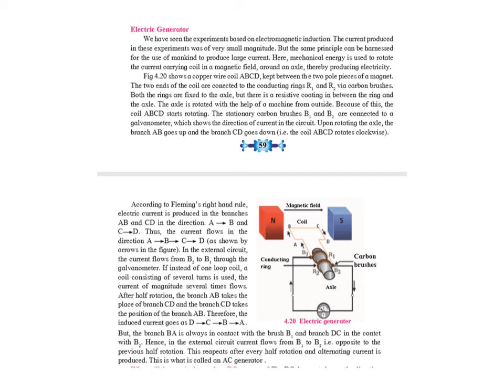So what is happening in this case? As AB is taking the place of CD and CD is taking the place of AB, the flow of the current reverses every turn and we get what is called alternating current. This is what is called an electric generator or electric AC generator.